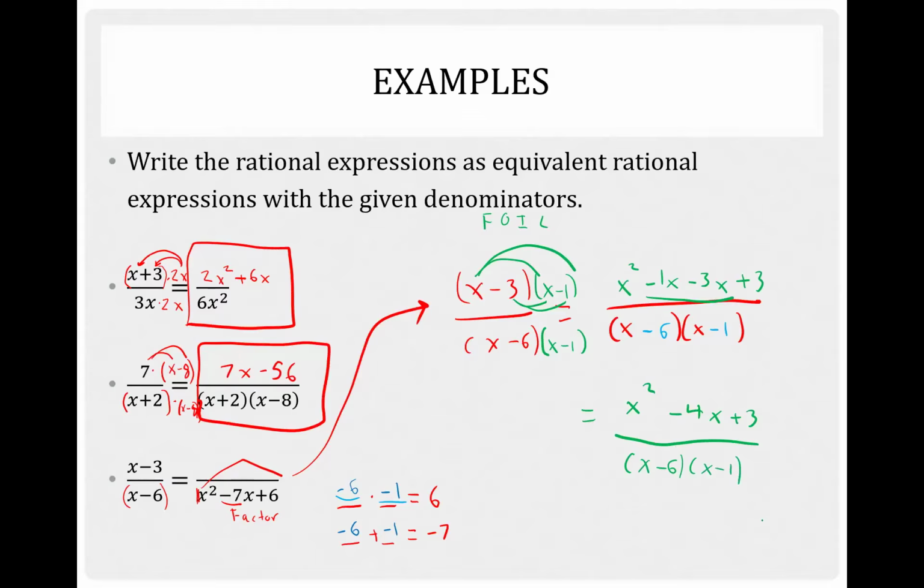In this chapter, in general, you want to leave the bottom factored, and usually you'll want to distribute on the top. Not always, but usually we'll want to distribute on top. The bigger deal is leave the bottom factored.